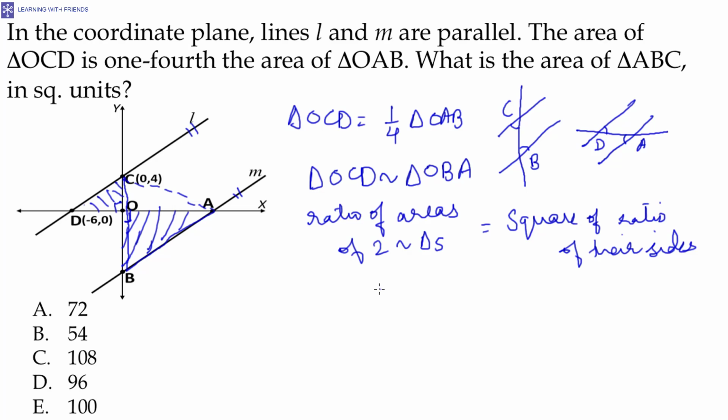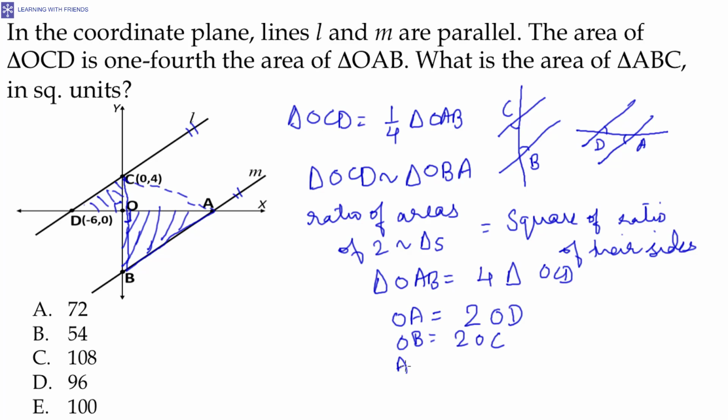So we were told that the area of triangle OAB is 4 times the area of triangle OCD. Therefore, OA, which is the side of this triangle, will be twice, right? Because it will obviously have to be the square root of 4, will be twice OD. Correspondingly, OB will be twice OC, and AB will be twice CD. Right? So this is something that we can gather from the property of similar triangles.